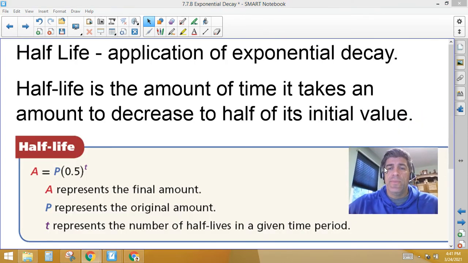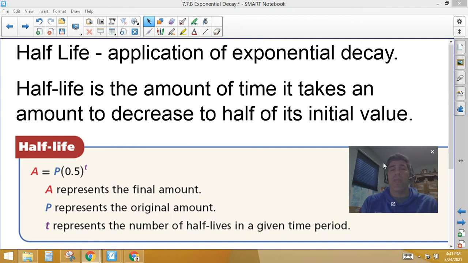Now, this is the last little piece. There's an application of exponential decay called half-life. I'm not really going into that much detail. It's not covered that much. If you do the Aspire to do IXLs, it's in there, so I'll briefly explain it. It's the amount of time it takes for an original amount to decrease to half of its initial value.